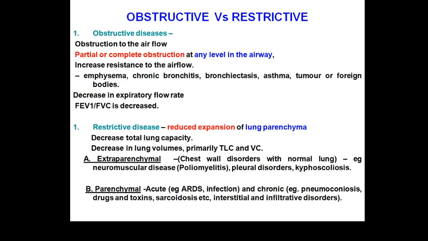So this is all for today. In the next class we will gradually discuss one by one the obstructive diseases, that is emphysema, chronic bronchitis, bronchiectasis, and so on in the next classes.